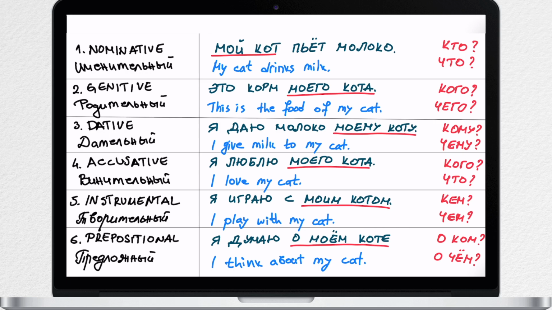I hope that it helped you understand and get an idea of what Russian cases are and what we use them for. And I have a separate video for each of these cases going into details and also showing you the declension of singular and plural nouns.